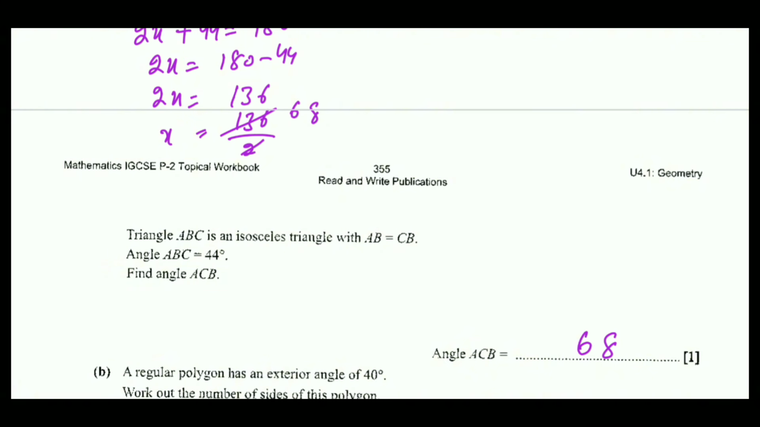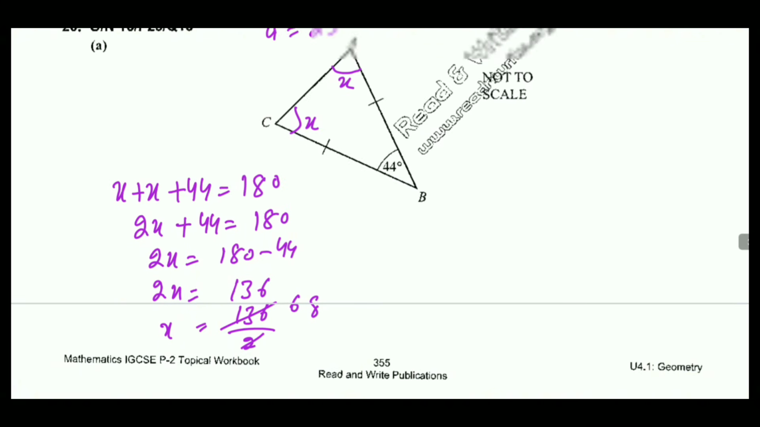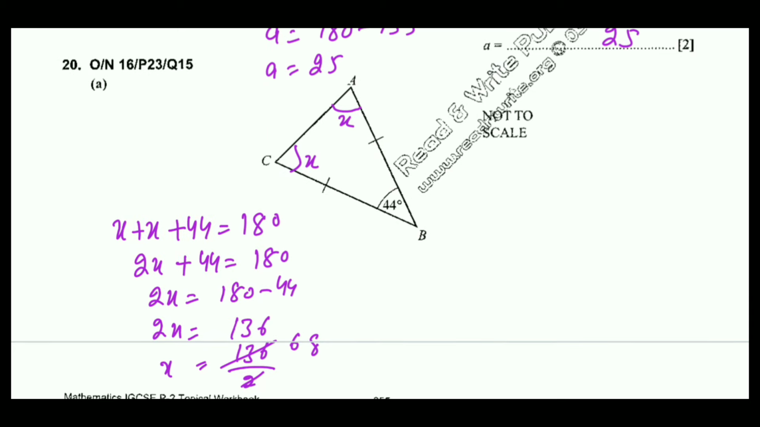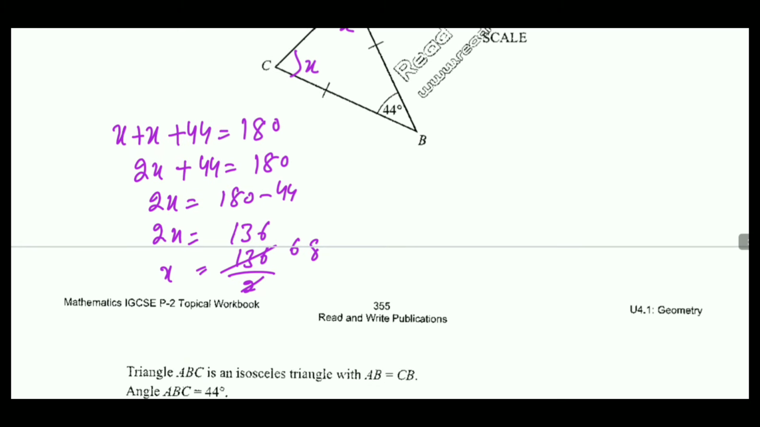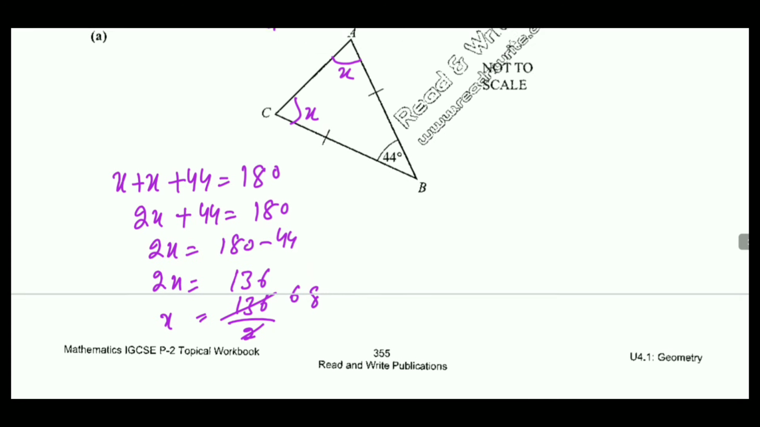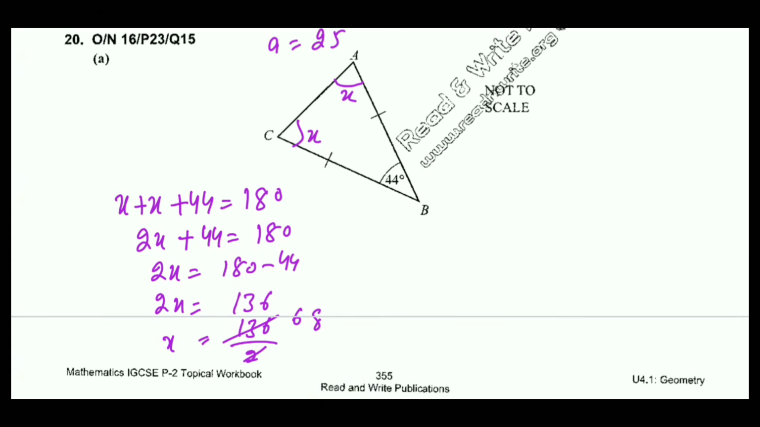Okay. So we have used here just isosceles triangle properties. That is, the base angles of isosceles triangle will be equal, and also we have used here angle sum of a triangle property.